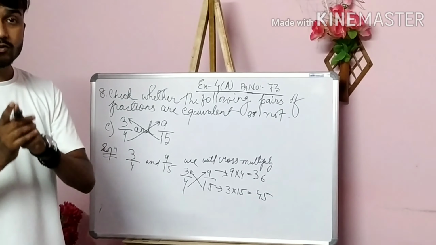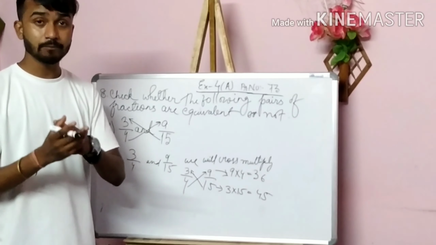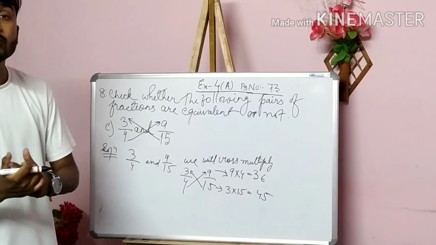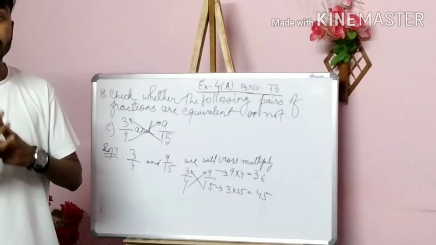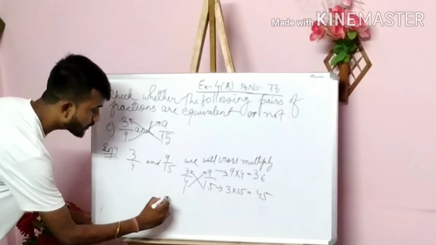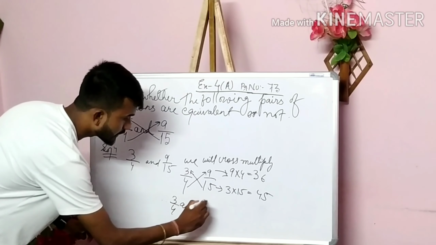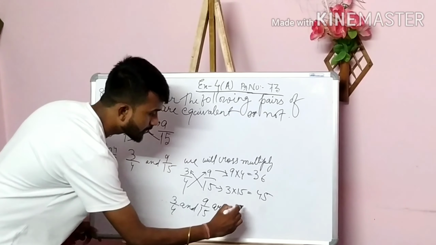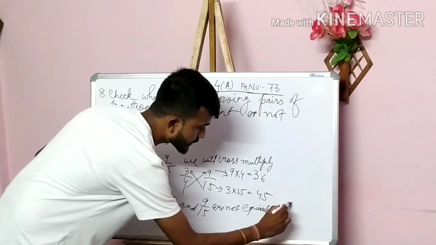If the values of the cross multiplied ones are the same, then we will say that they are equivalent fractions. If they are not the same, as in this question, they are not equivalent fractions. So we will say, therefore, 3 by 4 and 9 by 15 are not equivalent fractions.